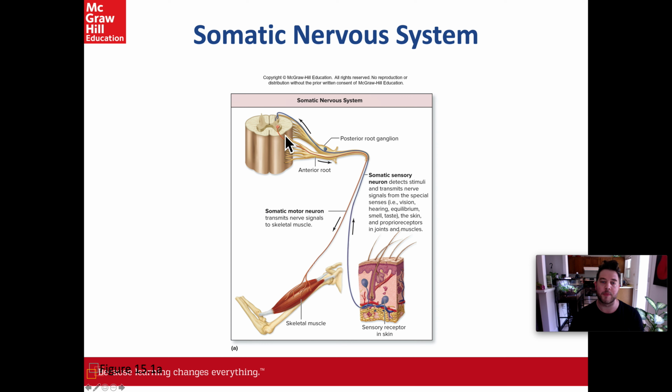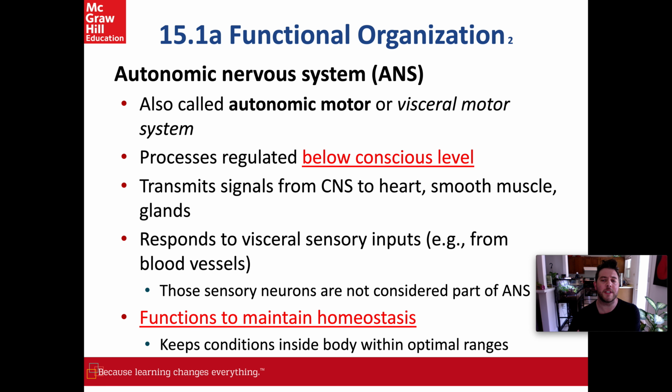The posterior root ganglion and the posterior root receive those sensory signals, whereas the anterior root is delivering the motor signals to the effectors. The autonomic nervous system is also our visceral motor system. So, the autonomic nervous system has the autonomic motor system, which is regulating the processes below conscious control. It transmits signals from the central nervous system to the heart, smooth muscles and glands, and responds to sensory input from blood vessels and organs. Its primary function is to maintain homeostasis. So whether it is regulating us up or regulating us down, it's trying to maintain homeostasis the whole time.